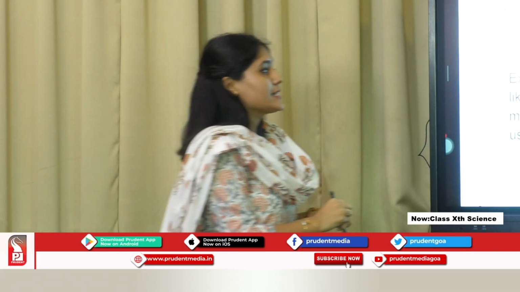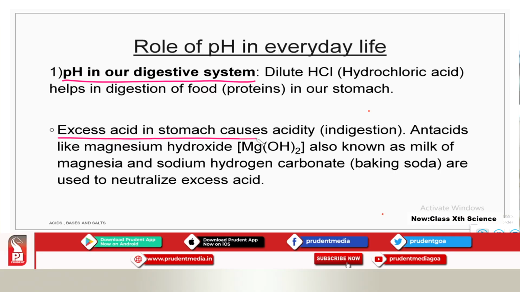Excess acid in our stomach, which is usually caused by overeating or indigestion, causes acidity. So what we have already learned, soluble bases, that is alkalis, called antacids, like magnesium hydroxide, also known as milk of magnesia, and sodium hydrogen carbonate, called baking soda, are used to neutralize this excess acid.